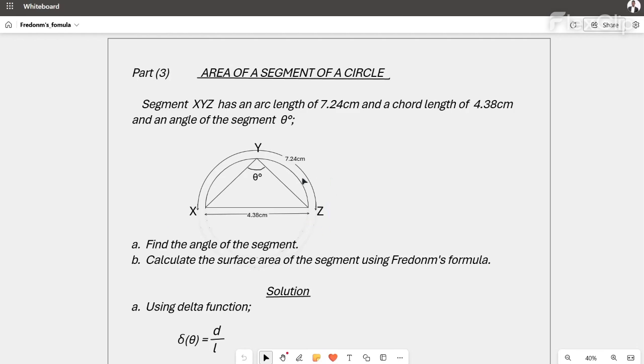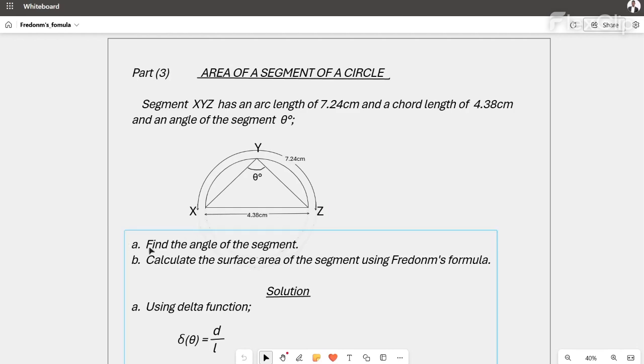Let's do this together. Let's see how we can calculate this question that seems impossible. Okay, so let's get started. The question says segment XYZ has an arc length of 7.24 centimeter and a chord length of 4.38 centimeter and an angle of the segment theta degree. This is the segment it is talking about, segment XYZ. And this is the angle of the segment, which is theta degree. This is the arc length, 7.24 centimeter, and this is the chord length, 4.38 centimeter.